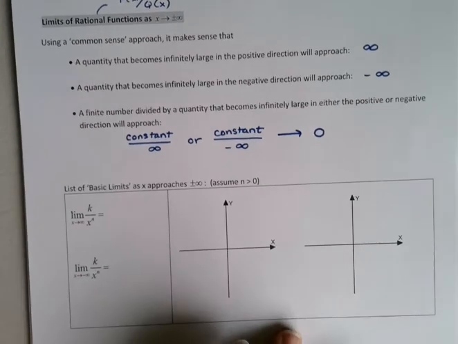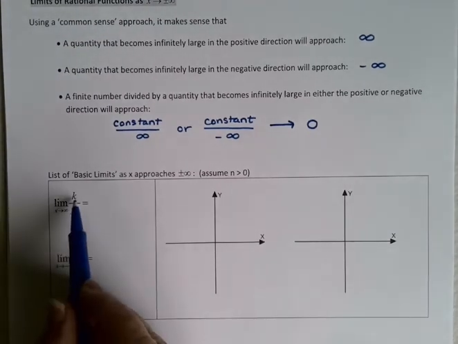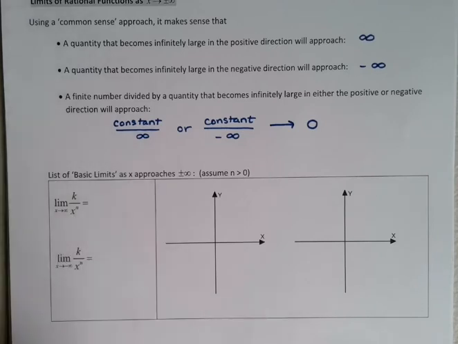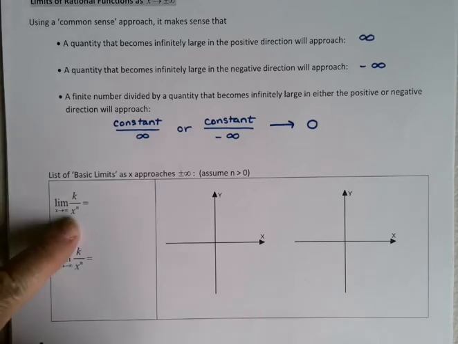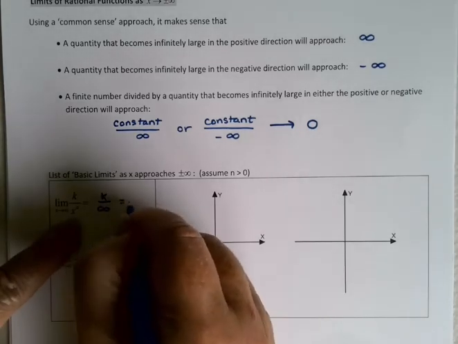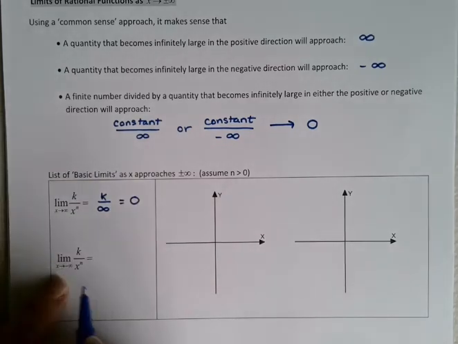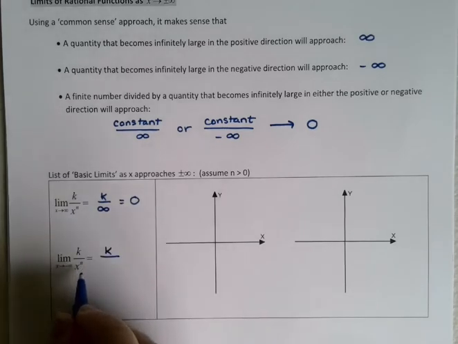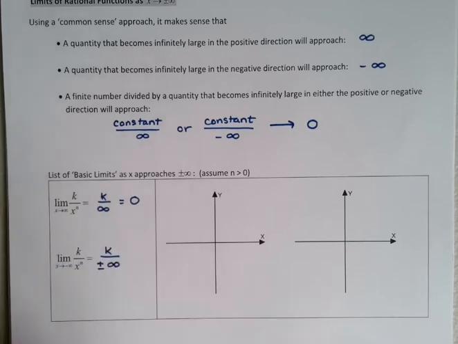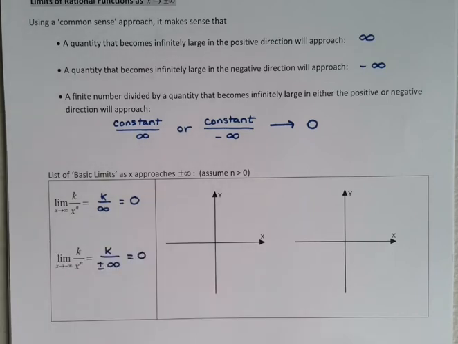That idea is actually what we need to fill in this little box at the bottom of the page. If I have some constant, which I'm now calling k, on top, and x to any power on the bottom, as x goes to infinity, this basically becomes k over infinity and goes to 0. If x is approaching negative infinity, same idea. Depending on the power, whether it's even or odd, the bottom could be positive or negative infinity. Can't say for sure unless we have more information. But either way, a constant divided by something infinitely large is going to go to 0.